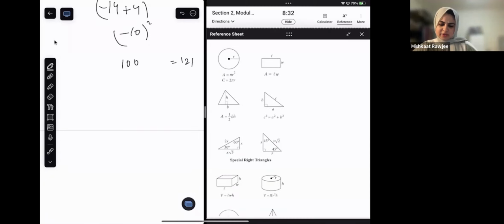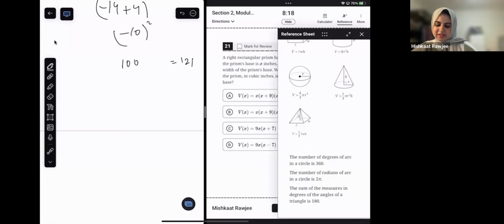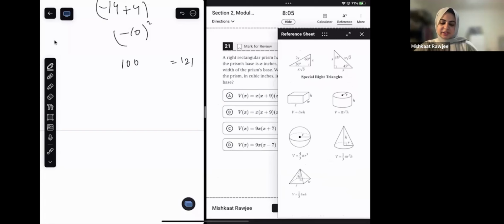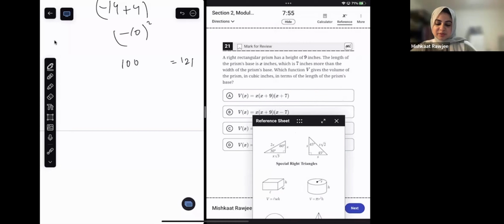We can go to our reference sheet to see what a prism looks like. Wait, I can't scroll down. Okay. So the right rectangular prism, wait, which one's the prism? This is a sphere, this is a cylinder, this is a cube, rectangular box. I think this is a prism, right? This is a pyramid. So I think this is a prism. The cone. Isn't that a cone? I'm so confused. Wait, the length is 7 more than the width of the prism's base, with the volume of the prism in terms of the base.